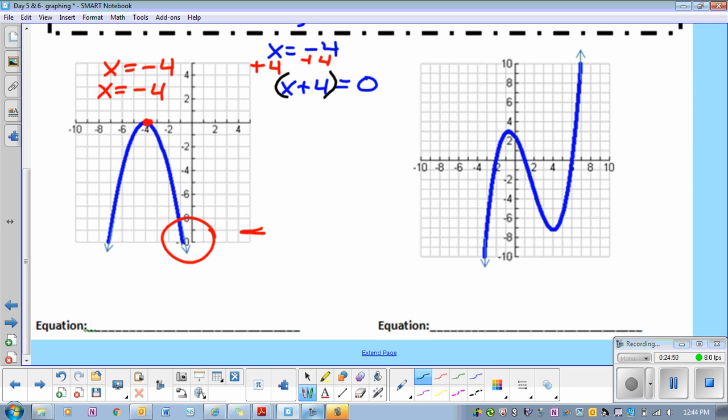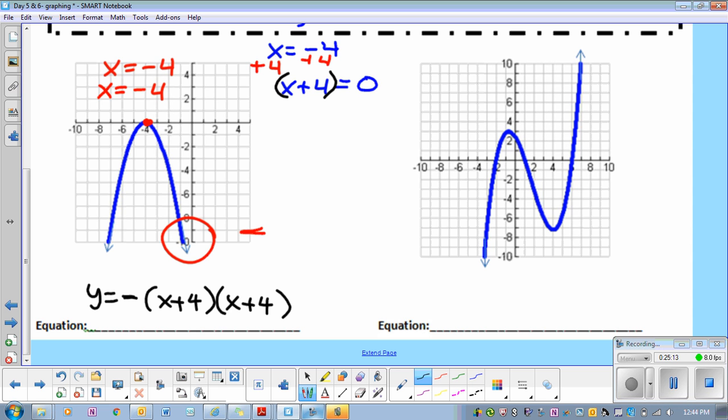Okay, that's my factor. So my equation is y equals x plus 4, you can put squared here, or you could write it out twice. And don't forget, we said it's a negative because the right arm is going down. Does that make sense? If the right arm goes down, it's negative.